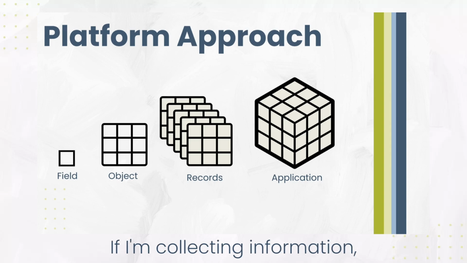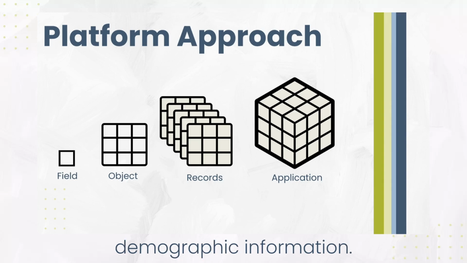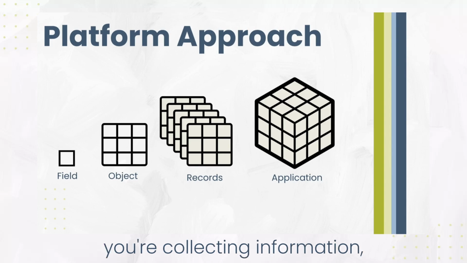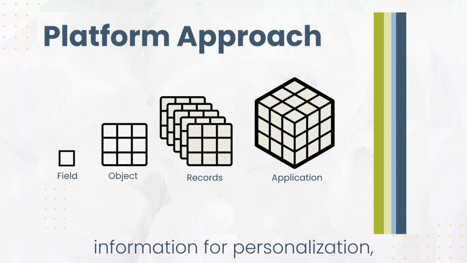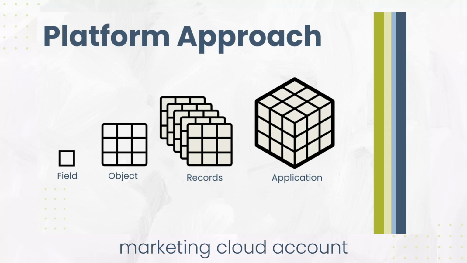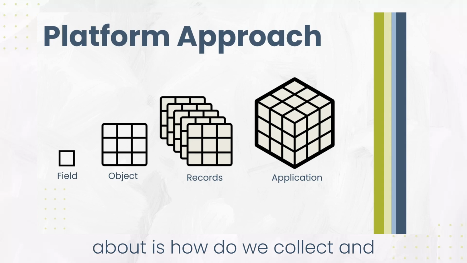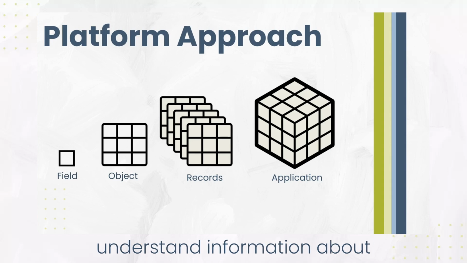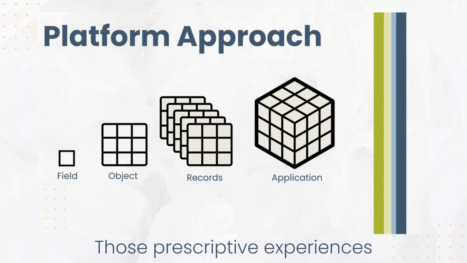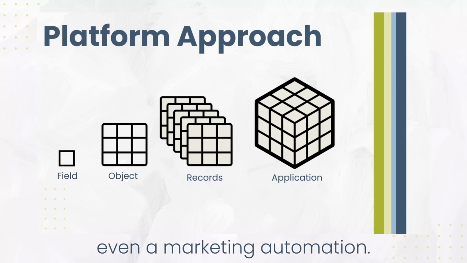If I'm collecting demographic information about a person, I can use filters or segments based on that demographic information. The beauty of having a platform approach is that anywhere you're collecting the information, you can then present that information for personalization, segmentation, or exclusions. So as we think about Marketing Cloud Account Engagement fueled with data, what we're really thinking about is how we collect and understand information about our client so that we can curate those prescriptive experiences across our application, whether that be a phone call, an email, even a marketing automation.